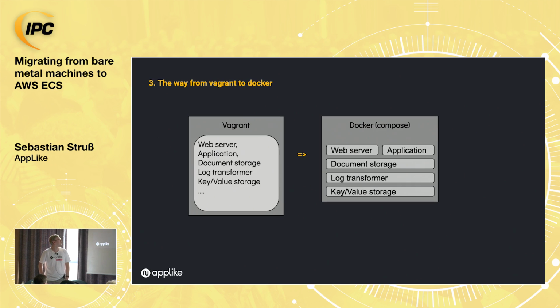This is how our development environment looked like. We had everything in one big Vagrant box. Not very optimal if you want to reflect how it looks in production. So we changed that to Docker with Compose and have every component in its own container. So it looks much more like AWS ECS and in combination with the AWS services.